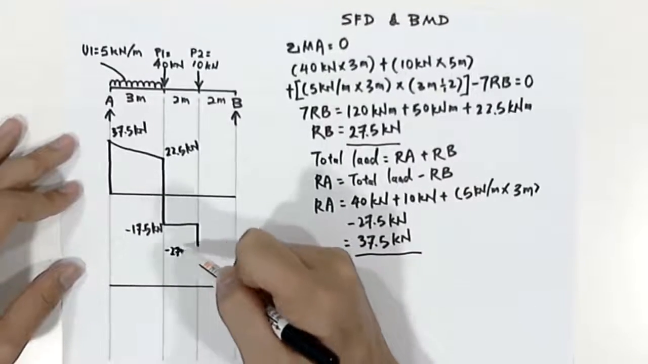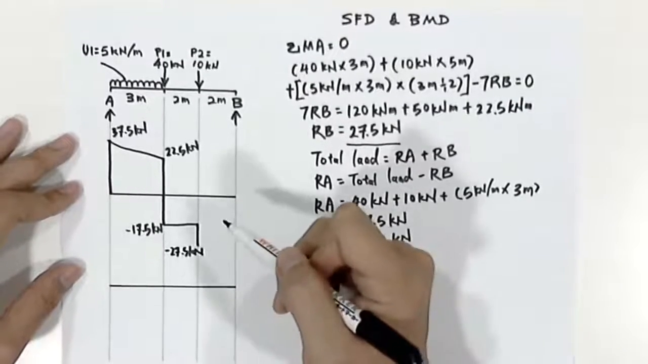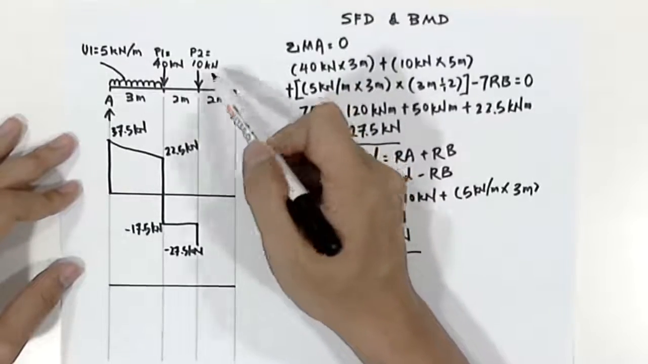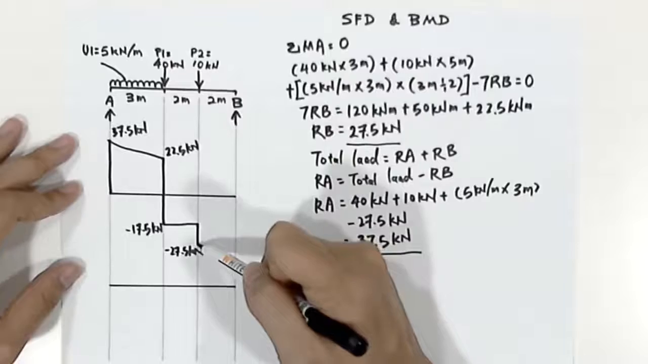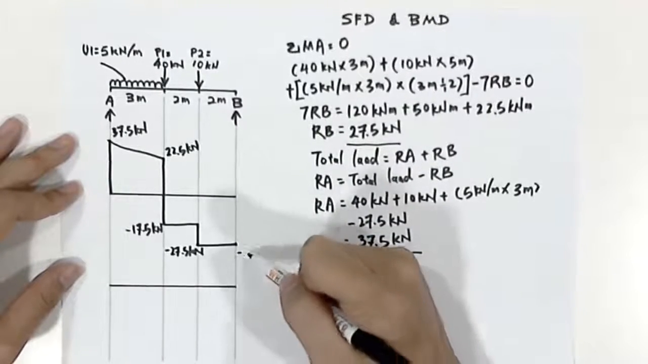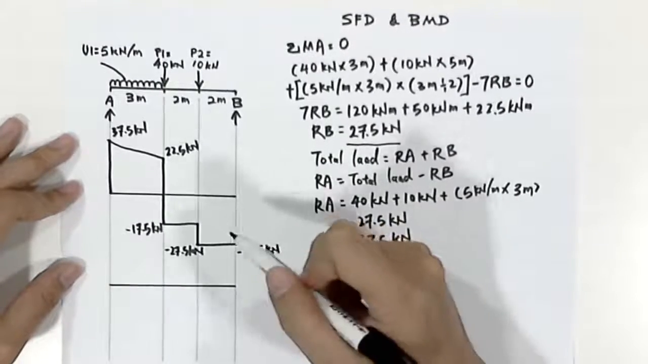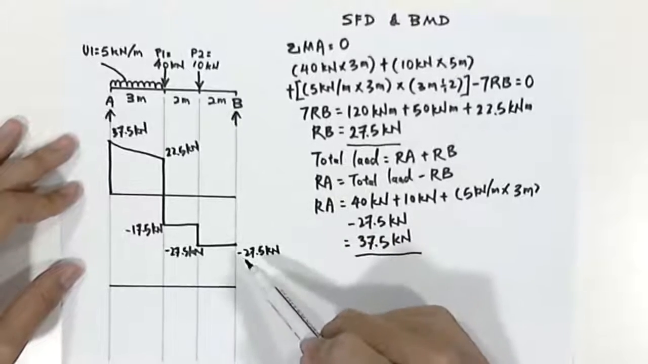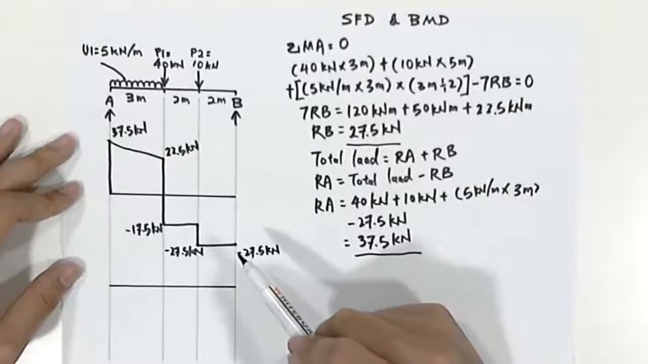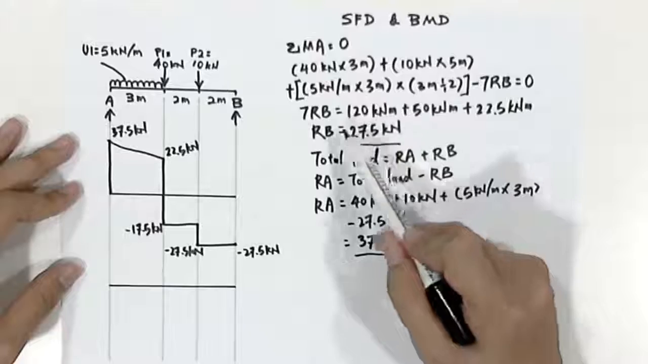negative 27.5 kilonewton. And again, there's no more loads acting on the last band. Therefore the shear force diagram stays the same, and it is still 27.5 kilonewton. At this point, we can double check whether our shear force diagram is correct or not by checking the last value with our RB.